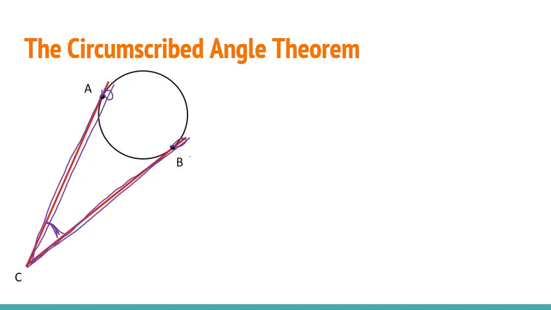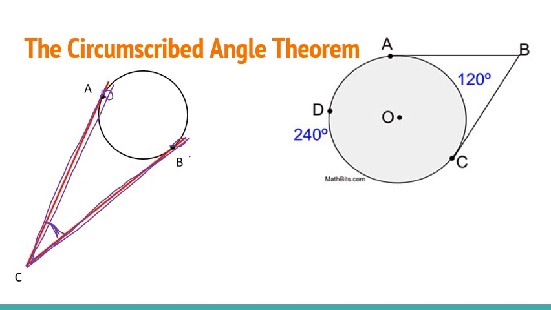So let's see how it looks. How would we calculate this angle? So here's another circumscribed angle. By the way, we call it circumscribed because this angle is like circumscribing. It's going around the circle. But how would we calculate angle B?